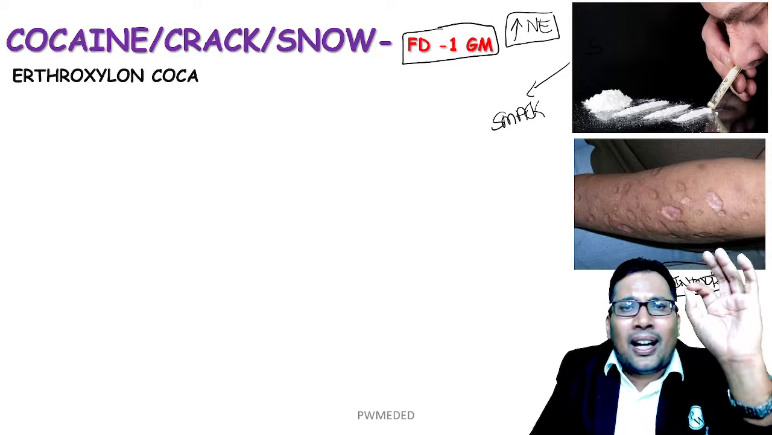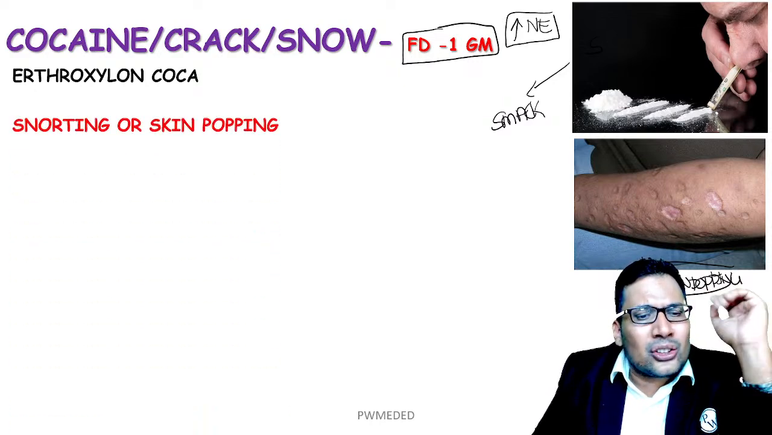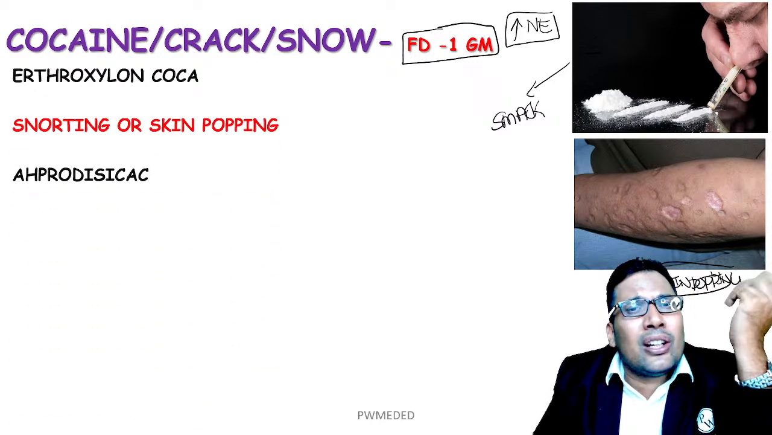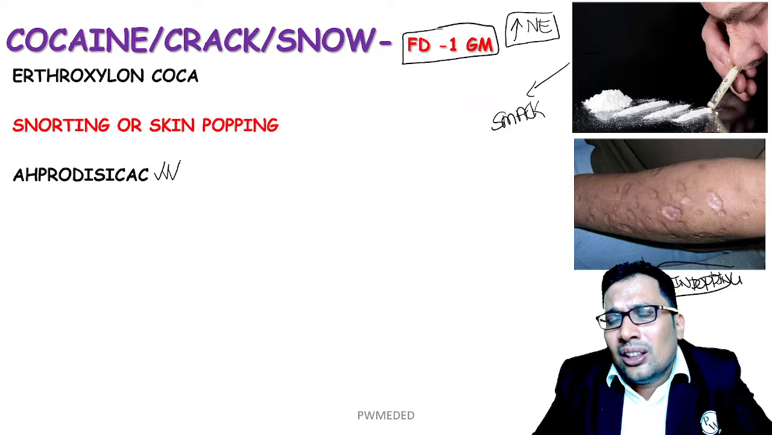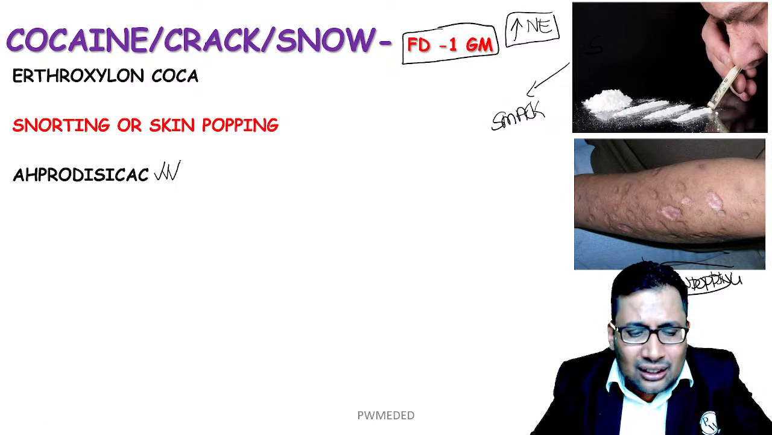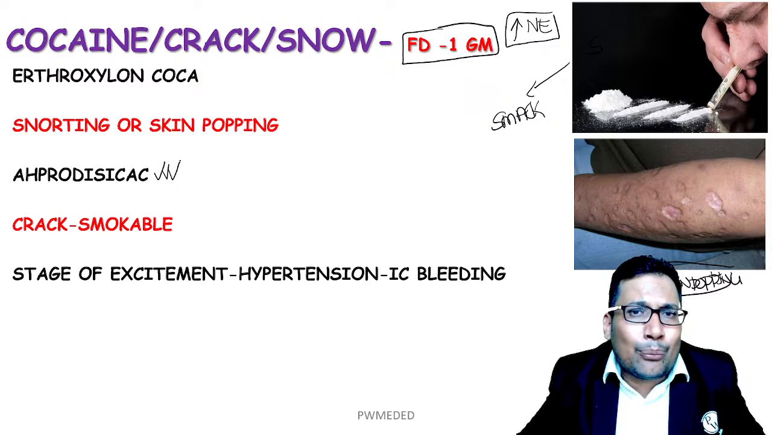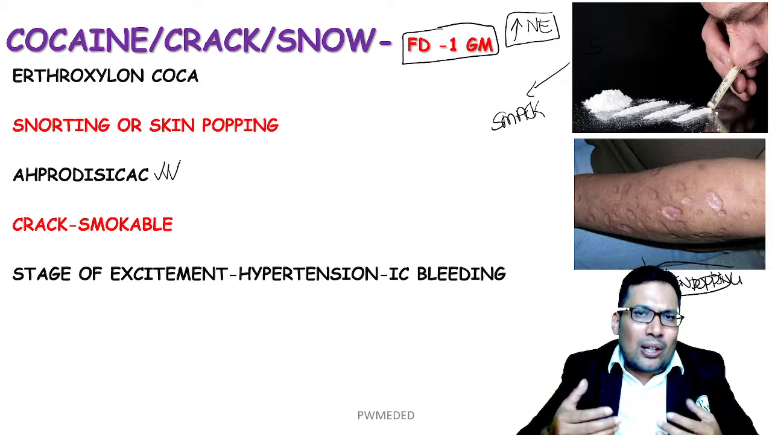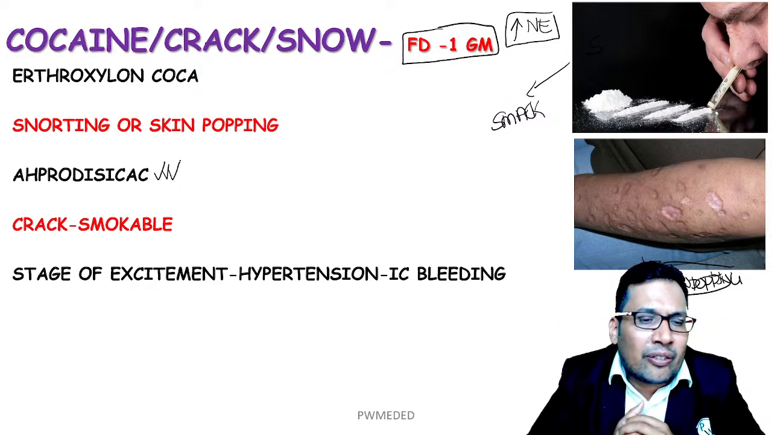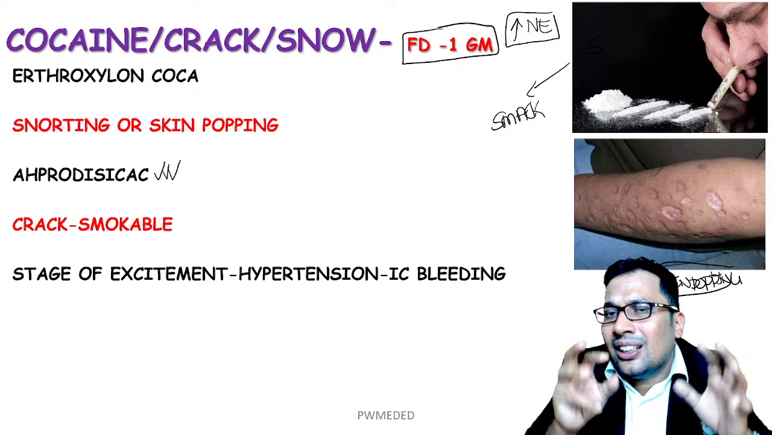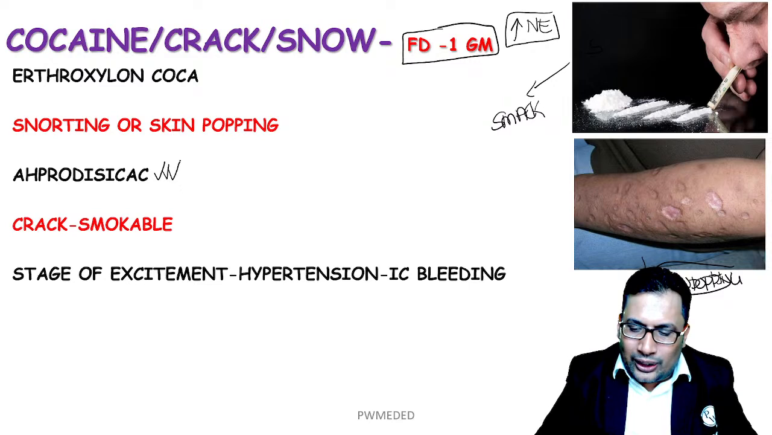It is from a plant known as the Erythroxylon coca plant. Snorting and skin popping we discussed. An aphrodisiac means it increases sexual desire, so cocaine is a well-known aphrodisiac. Crack is smokable. There are different stages of cocaine poisoning. In the stage of excitement, suddenly there will be increased levels of norepinephrine that lead to hypertension, which can lead to intracerebral bleeding also. That is possible in cocaine poisoning.